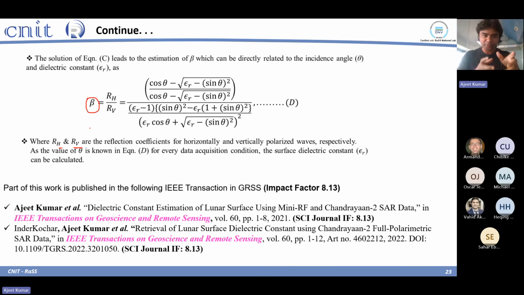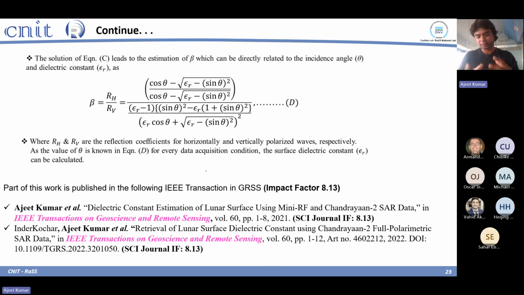Why have we chosen this parameter for estimating the dielectric constant? Because it depends on the real part of the dielectric constant as well as the incidence angle. So beta can be calculated from the radar side, from the hybrid polarimetry acquired information. You can calculate beta based on the STM method which I presented. Then, since you know the incidence angle, you can calculate epsilon r. You just have to reverse it and you can calculate epsilon r. That's the whole concept for us.